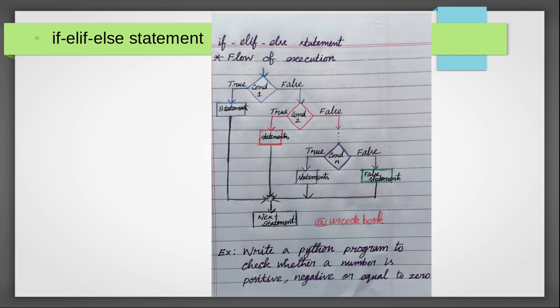In order to solve this problem, we can say the number is positive when it is greater than 0, and if the number is less than 0, we can say it is a negative number, and then the last one is the default. If these two conditions are not satisfied, we can say the given number is equal to 0. So let us write code to solve this problem.